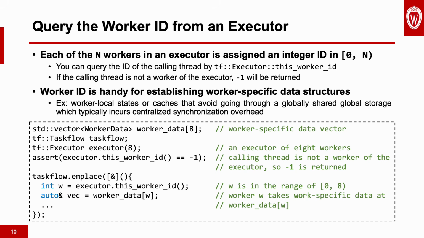For example, the code below creates an executor of 8 workers and calls thisWorkerID from the main thread, which apparently is not part of the executor's workers. As a result, -1 will be returned.